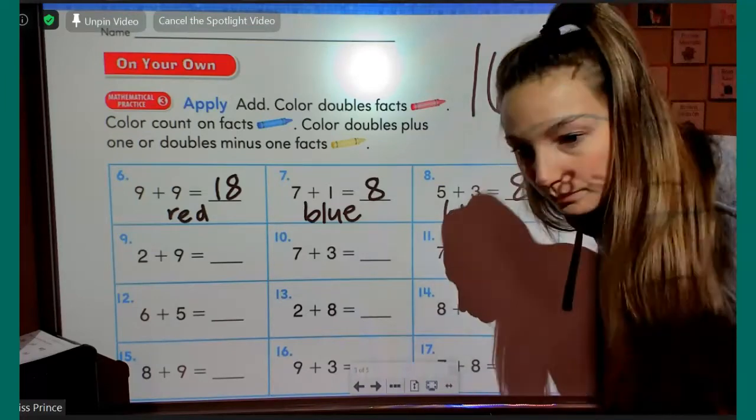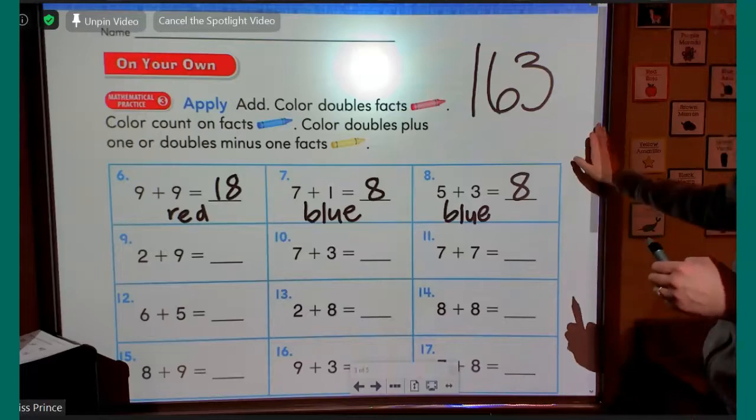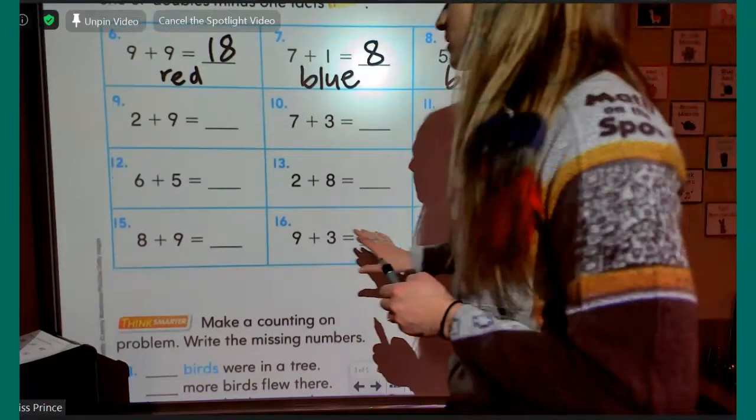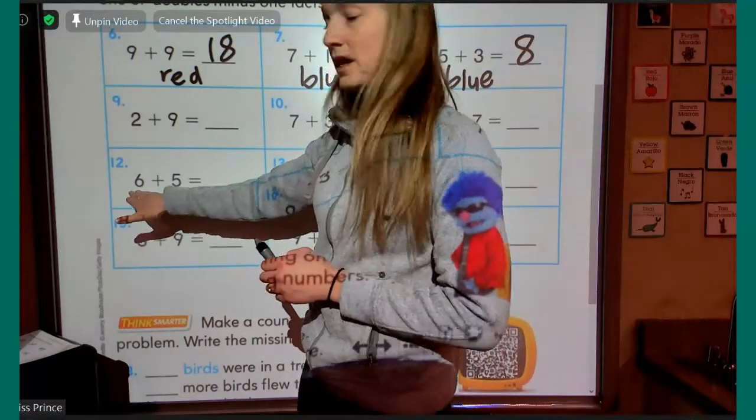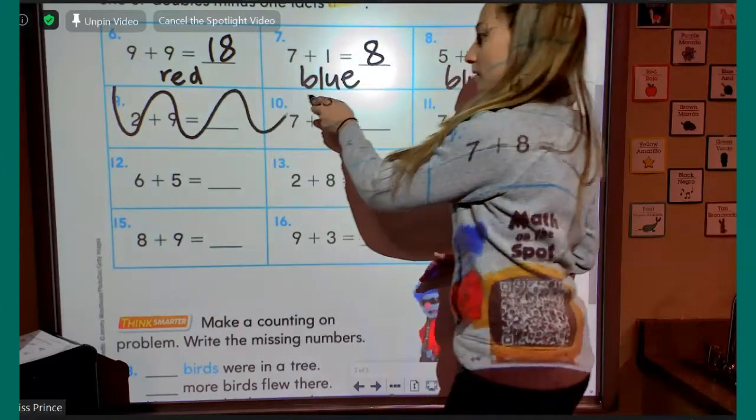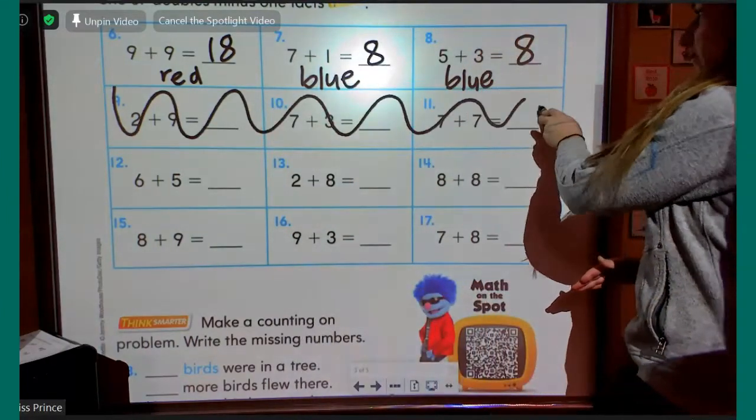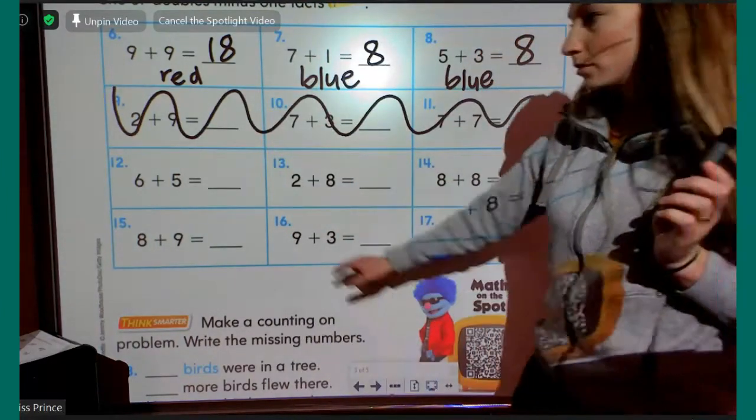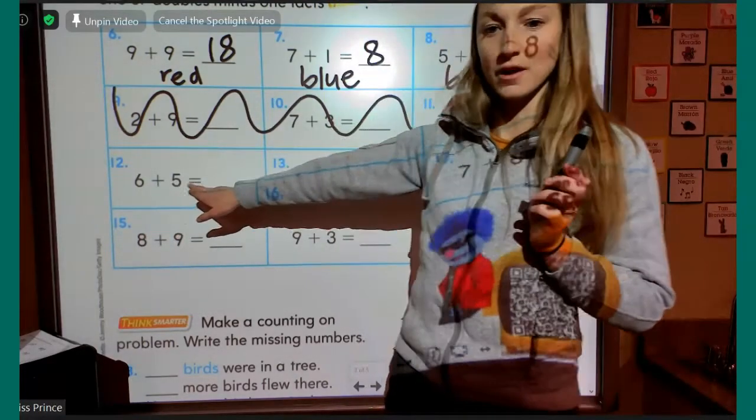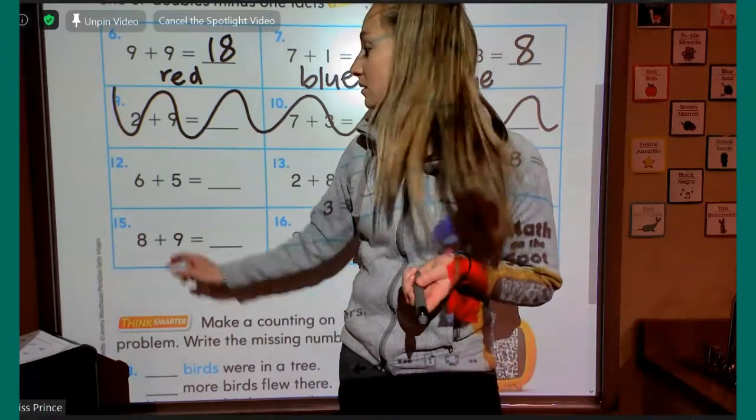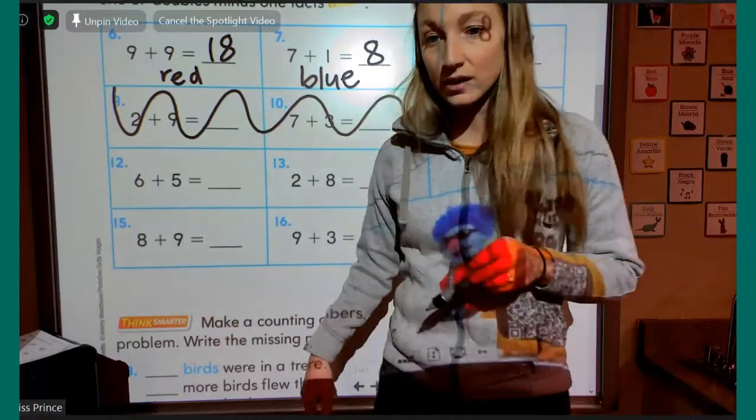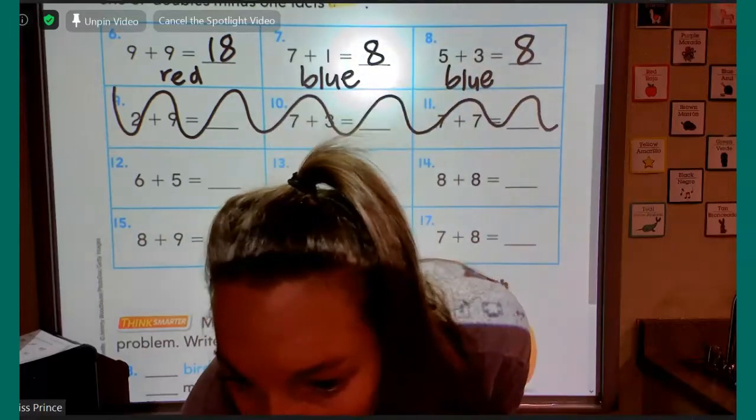All right. Looking at my clock, we're looking good. All right. Let's do this one down here, number 12. So go ahead and cross these ones out. 9, 10, 11, right in the middle. We're going to go to number 12, 6 plus 5. Ooh, you know what I noticed? Those numbers are super, super close together. What could that mean?